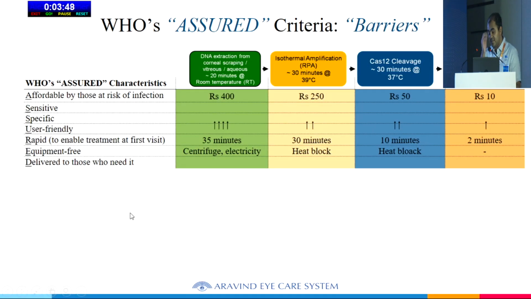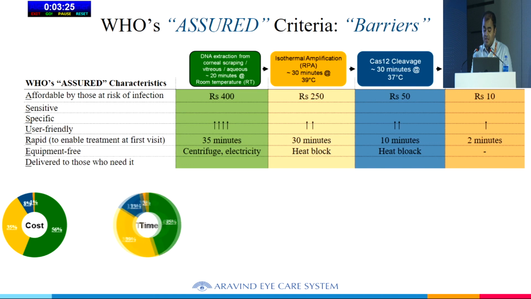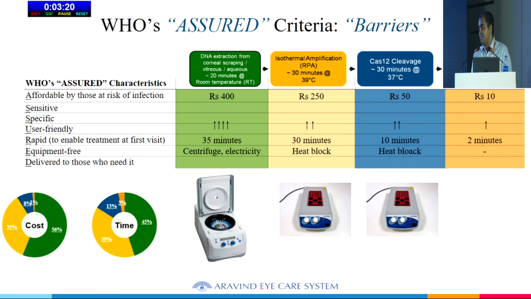However, to assess its applicability as a point of care test, we first dissected the process into 4 distinct steps: DNA extraction, isothermal amplification, CRISPR reaction, and visual detection, and assessed it against WHO's ASSURED criteria for an ideal point of care test. When we did this, we realized the DNA extraction step was accounting for 56% of the cost, 45% of the time, required the most expertise, and required complicated equipment, and was the only step which was dependent on electricity. So we wanted to bypass this and see if we could develop an assay without compromising on the sensitivity and the specificity.